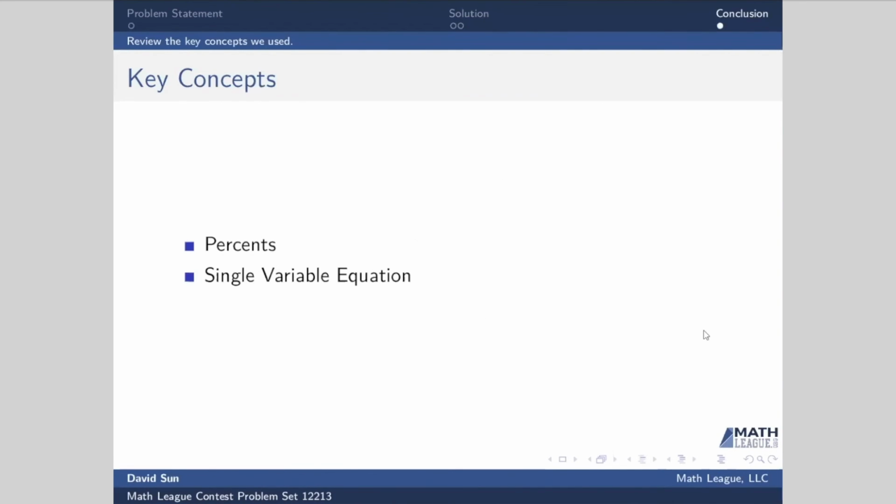To recap, we needed to understand percents to be able to interpret both costs in order to correctly set up a single variable equation using their difference, which allowed us to solve for the unknown.